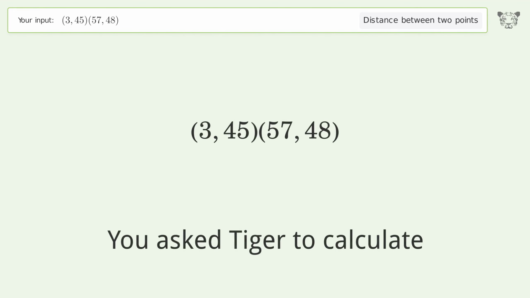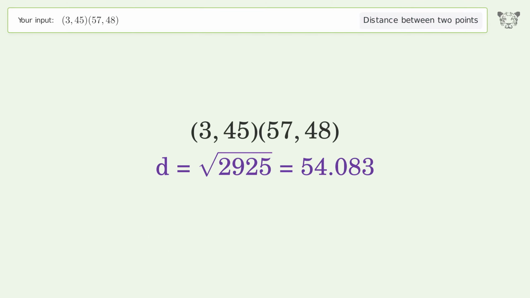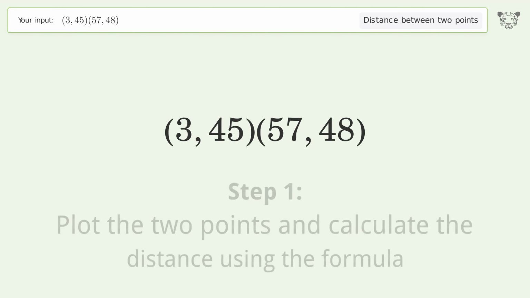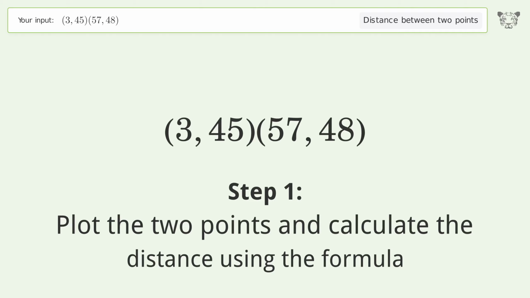You ask Tiger to calculate. This deals with the distance between 2 points. The distance between the 2 points is the square root of 2,925 or 54.083. Let's solve it step by step. Plot the 2 points and calculate the distance using the formula.